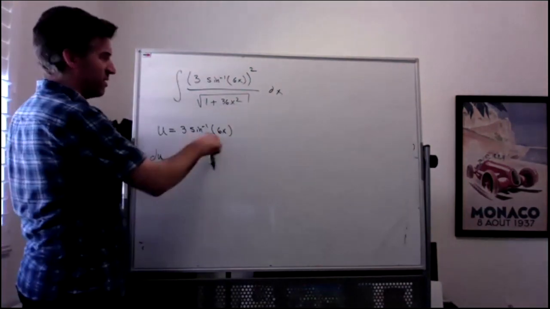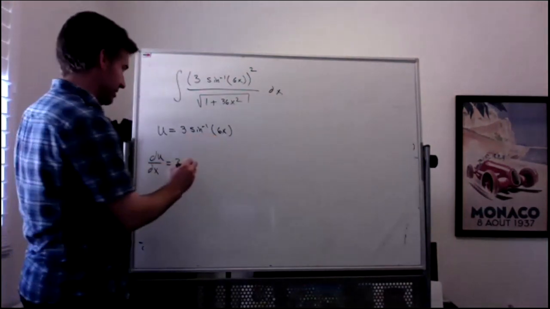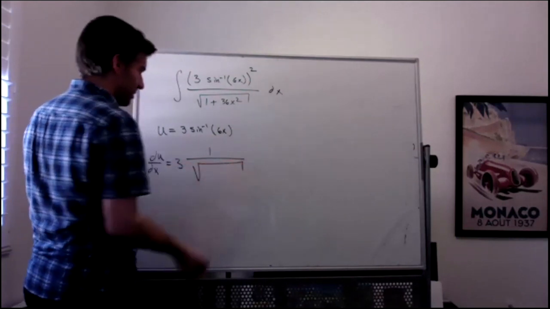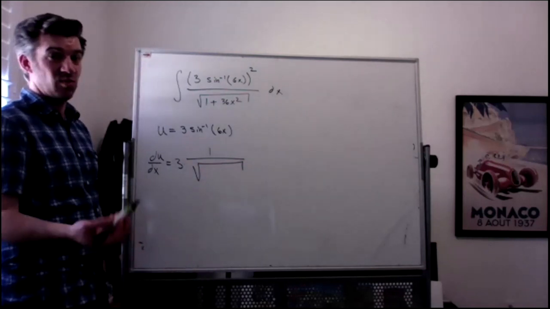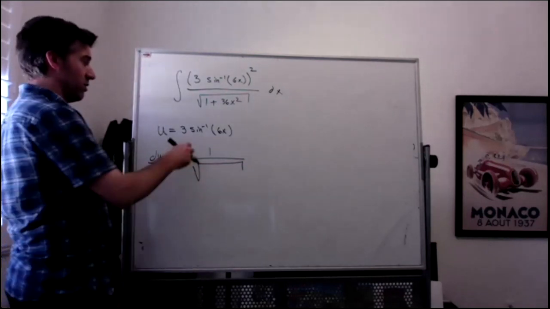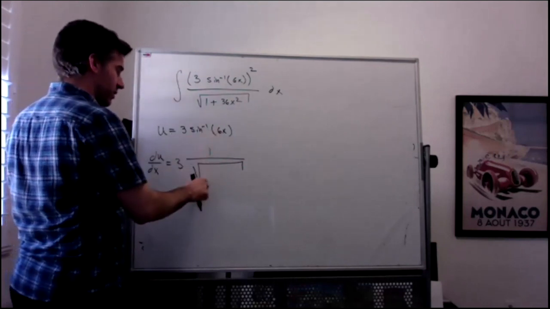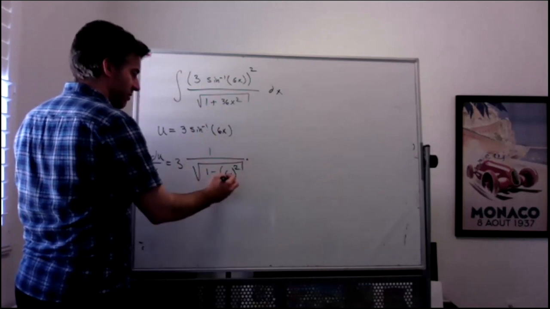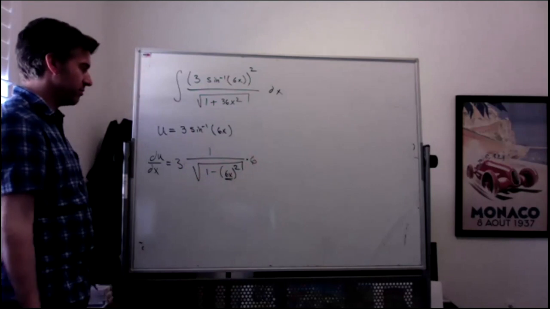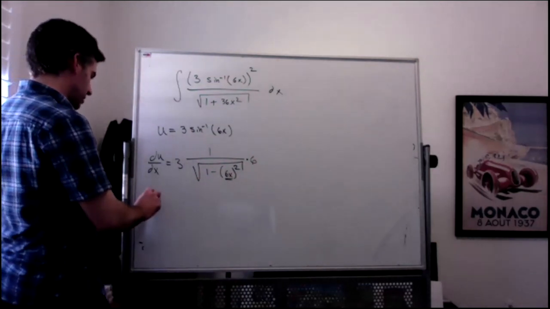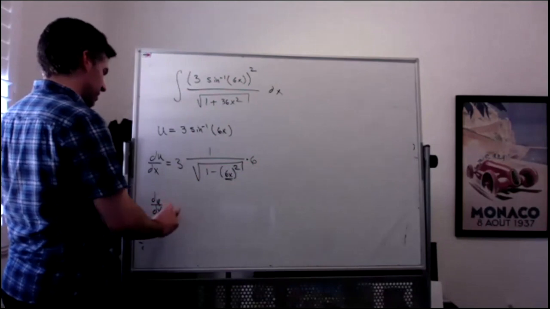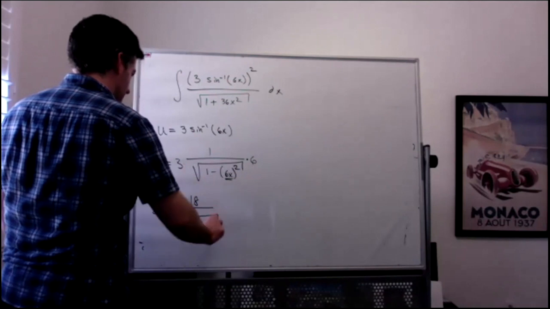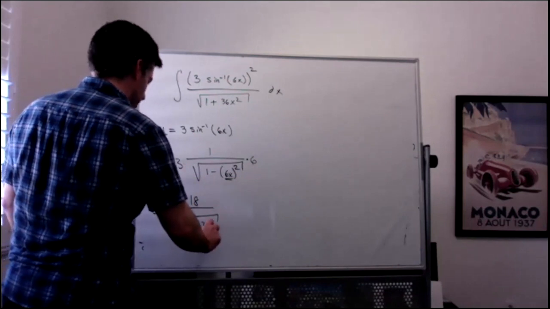So do you guys know what the derivative of the inverse sine of 6x is? The derivative of inverse sine of x is 1 over the square root of 1 minus x squared. So the derivative of the inverse sine of something is 1 over the square root of 1 minus that something squared, times the derivative of that something, which is just 6. So here, my du dx is 3 times 6, which is 18, over the square root of 1 plus 36x squared.